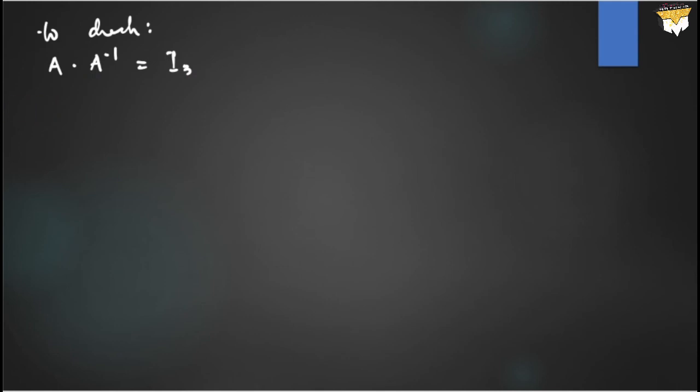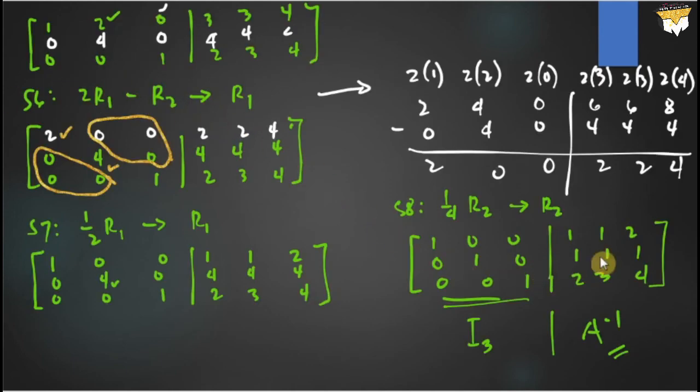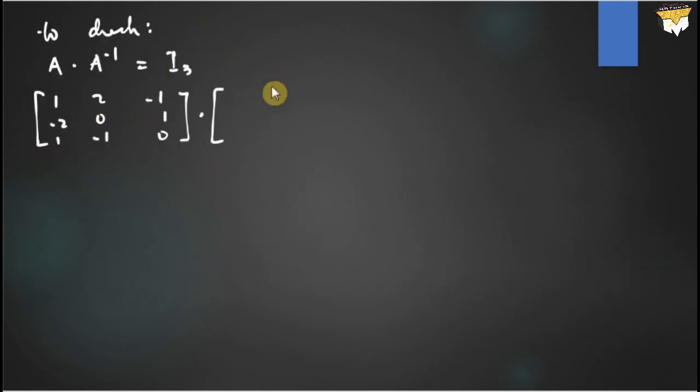Okay? So, what is our matrix A? Given matrix, we have 1, 2, negative 1. We have negative 2, 0, 1, and 1, negative 1, 0. Multiply this by the inverse that we got, 1, 1, 2, 1, 1, 1, then 2, 3, 4. So, we have 1, 1, 2, we have 1, 1, 1, and 2, 3, 4. Okay, so let's multiply this.